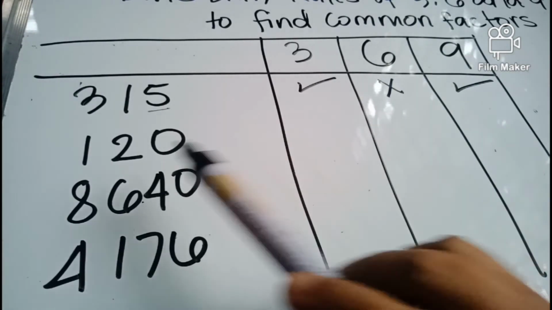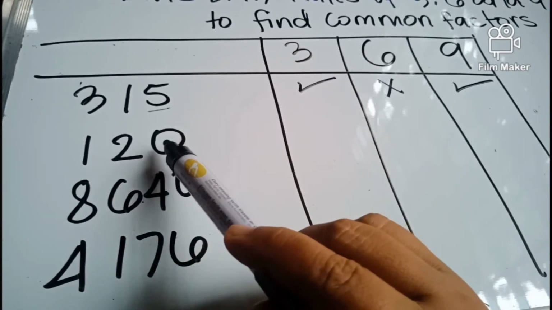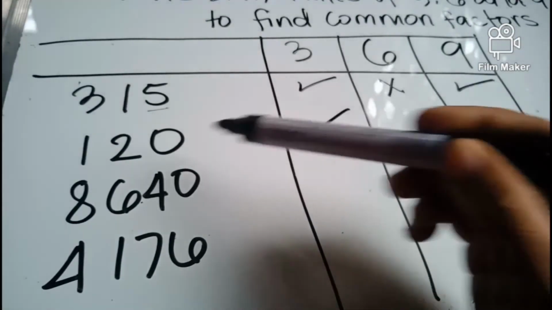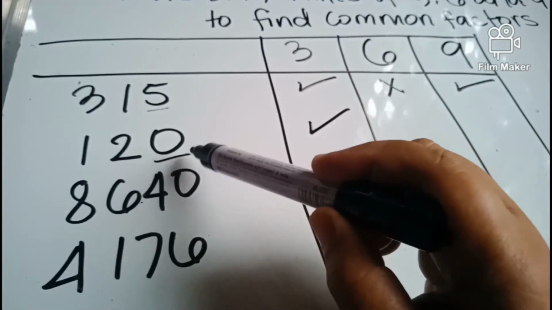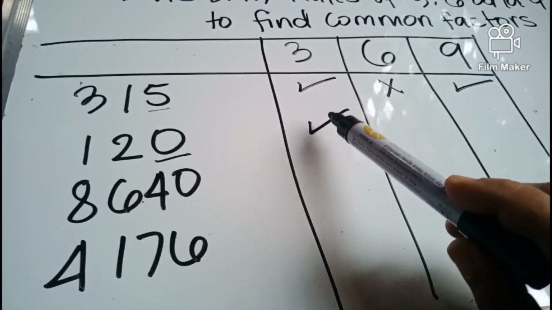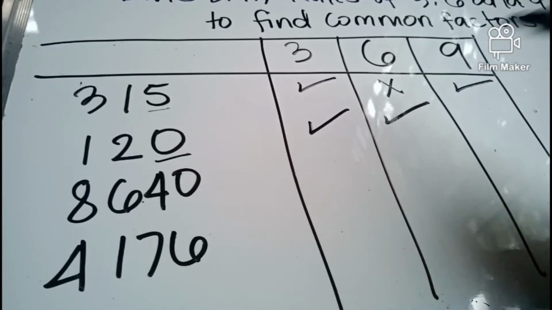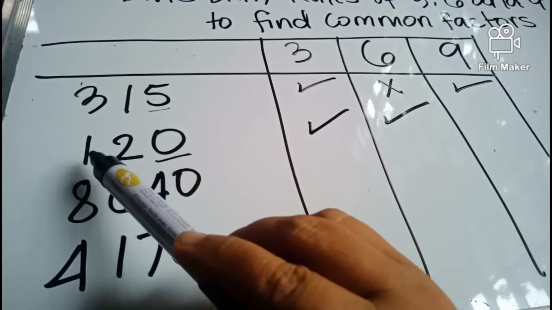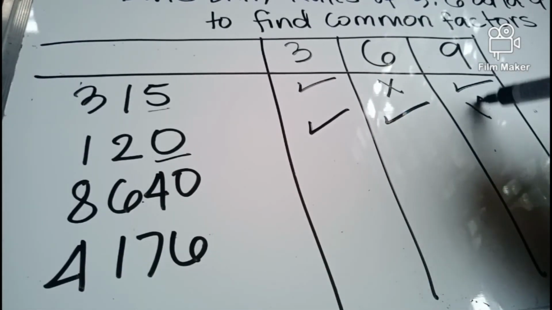Another is 120. 1 plus 2 is 3. Plus 0 is 3. So, 3 is divisible by 3. Next, 120 ends in 0, which is divisible by 2. So, therefore, 120 is divisible by 3 and divisible by 2. So, it is divisible by 6. Then 120 by adding the digits is 1 plus 2 is 3, which is not divisible by 9.